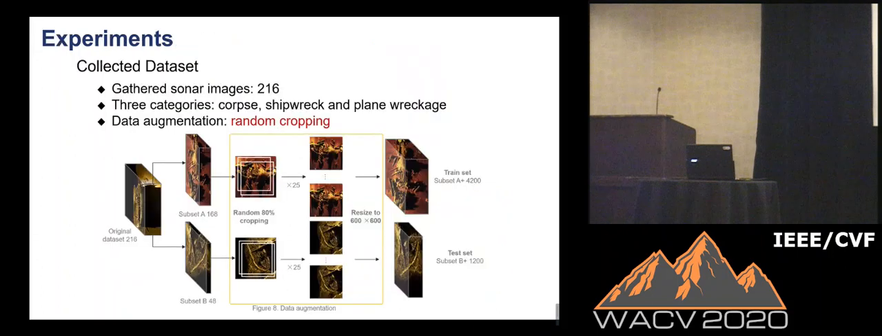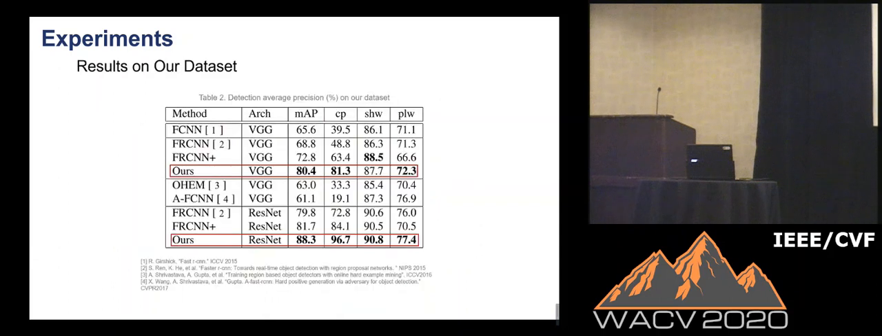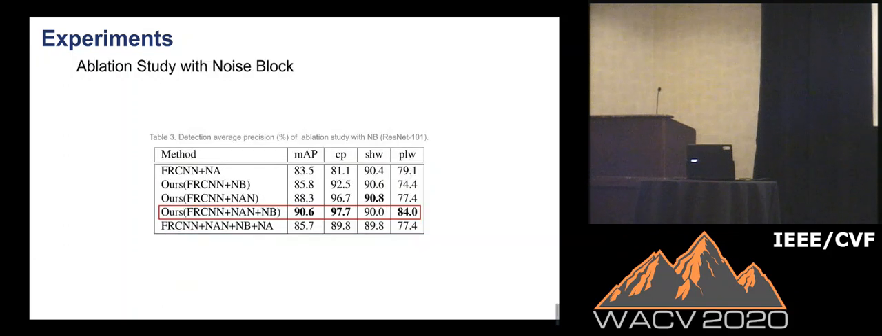To validate our method, we gathered a sonar image dataset and use random cropping to extend the original dataset for data augmentation. The result on our dataset shows that our method outperforms the baseline as well as two other adversarial training methods. We also conduct an ablation study with the noise block. It is shown that the result improved by inserting the noise block into the upstream layers.